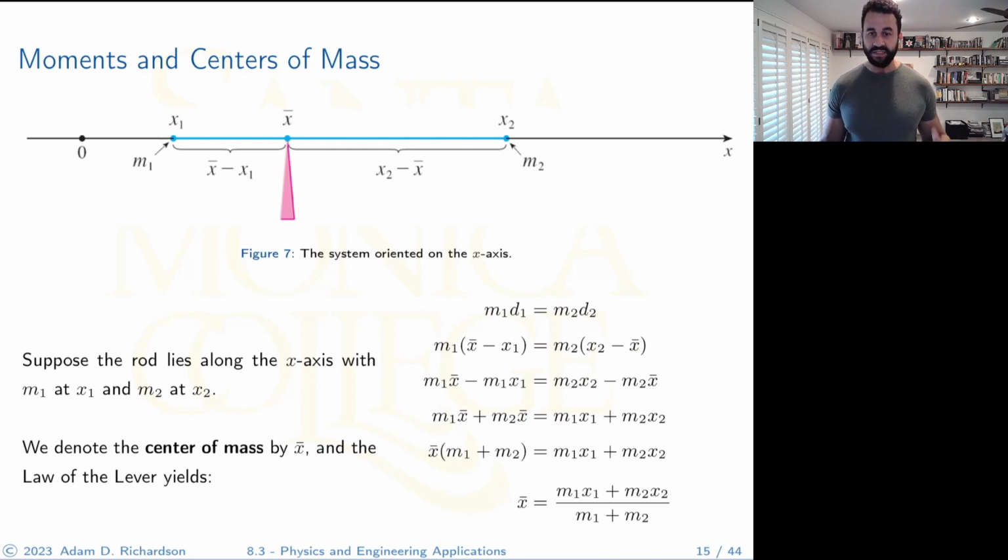Now the law of the lever yields that this relationship has to hold. So m1 d1 equals m2 d2. We can express the distance d1 as this difference, x bar minus x1, right here. And we can express the distance d2 as x2 minus x bar, right here. Now we're going to do a little bit of algebraic massage, and we'll be able to solve for the center of mass. So we distribute the m1, we distribute the m2. We get all the terms that have x bar together on one side. Now we can factor out that x bar, and we get this. Divide both sides by m1 plus m2, and we get a formula for our center of mass. There it is. That's the formula for the center of mass.